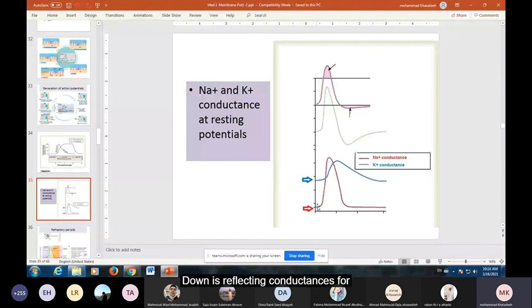Down here is reflecting conductances for ions. In red, what you are seeing is the conductance for sodium. In blue, what you are seeing is the changes in the conductance for potassium. The light green line represents the sum of the conductances for sodium and potassium.